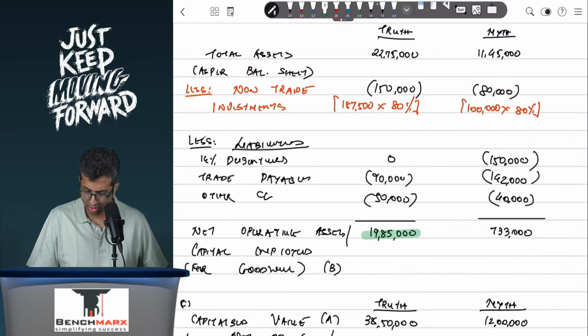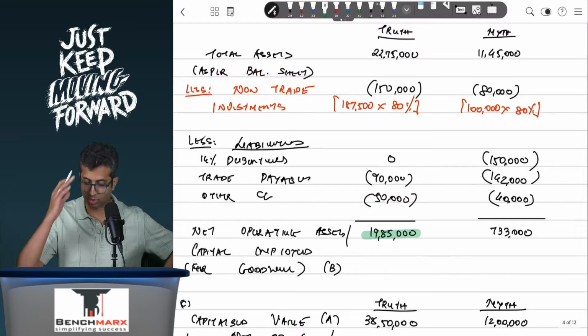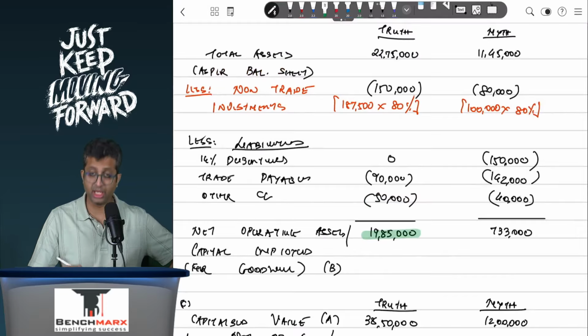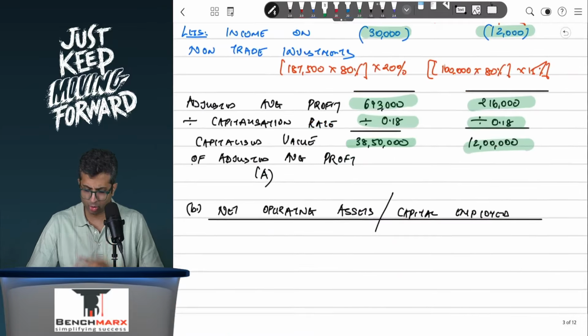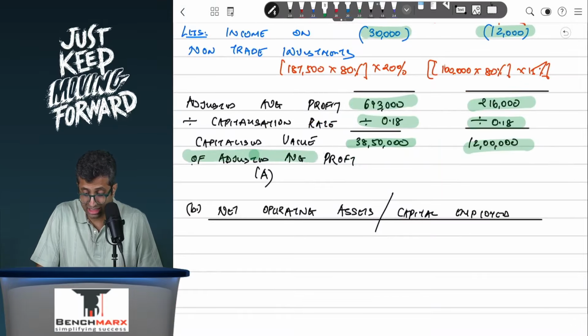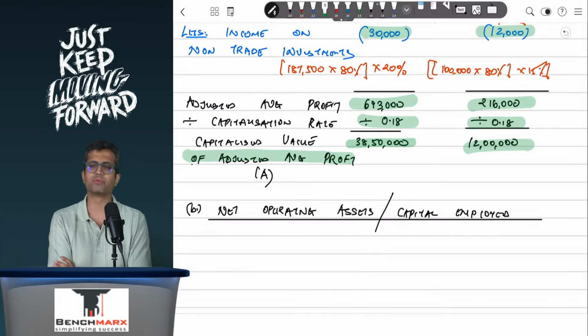This will give you capitalized value. Oh, I'm sorry. I've just capitalized over here directly the profits. That is not how you will do the working. You will find this is a capitalized value of the adjusted net profit. How do we do goodwill? This is more of a goodwill question.